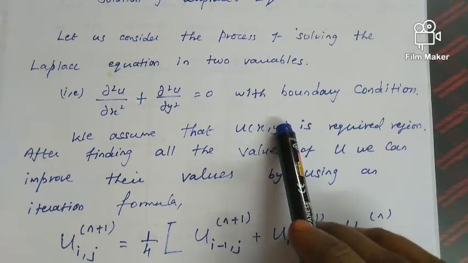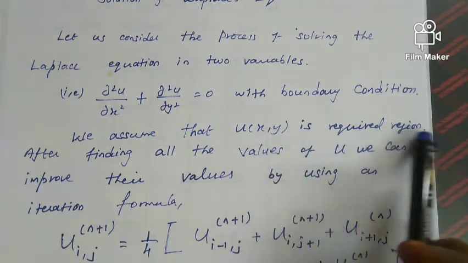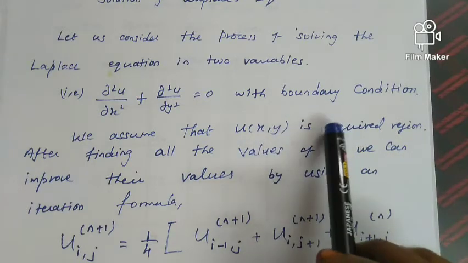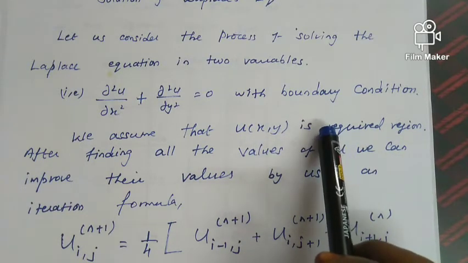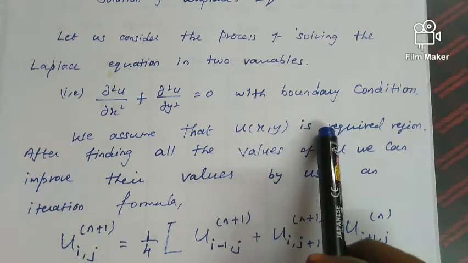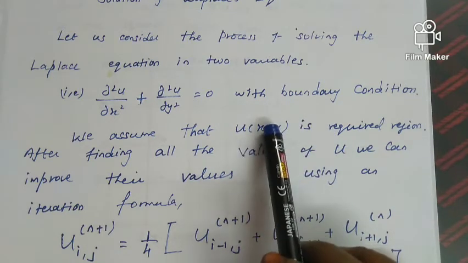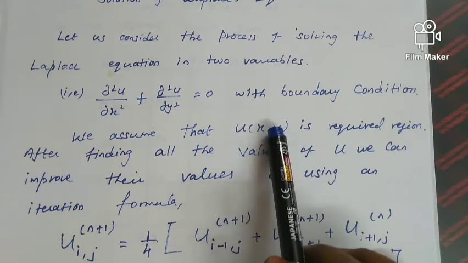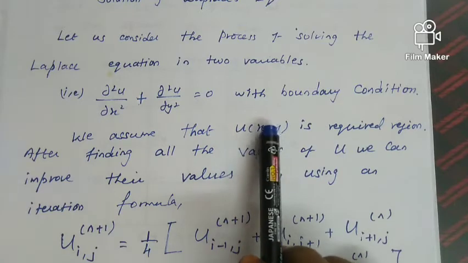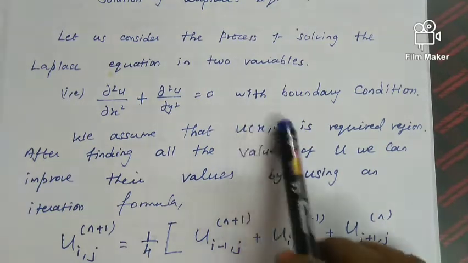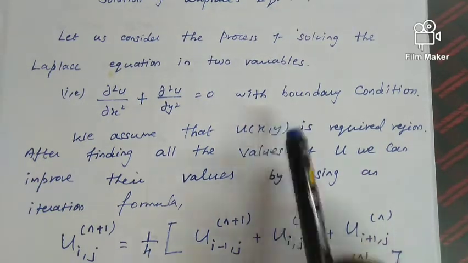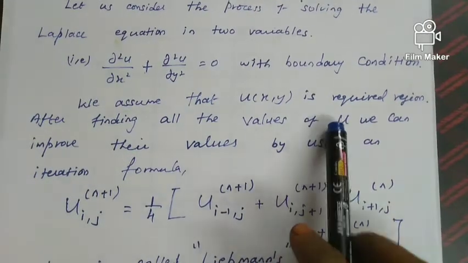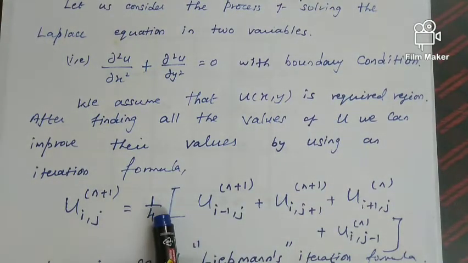We are going to find the value only in the rectangular region. The region also will be given in the question. So within that only we are going to find the value of u(x, y). So u(x, y) is understood as u1, u2, u3, and according to the question the values of u may differ. So we are going to find all the values of u by using the iteration formula.